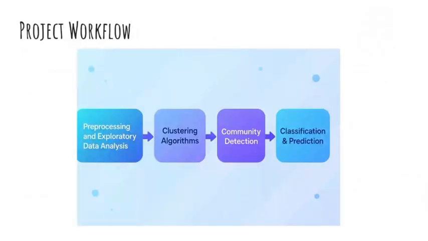The pipeline of the project consists of four major stages: pre-processing and exploratory data analysis, clustering algorithms, community detection, and classification and prediction. The first step was to pre-process the data. This included handling missing values, converting timestamp formats, and converting move sequences into a structured format suitable for downstream analysis. I also conducted exploratory data analysis to understand the distribution trends, such as how often certain openings appear, which player color wins more often, and which victory conditions are most frequent.